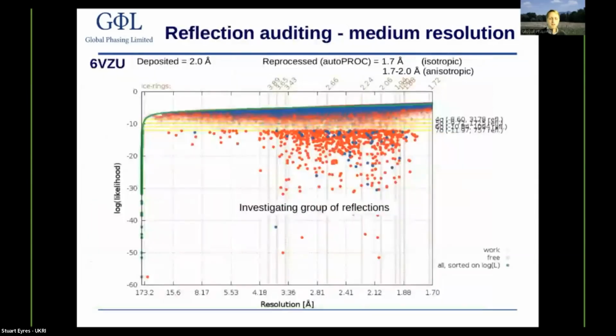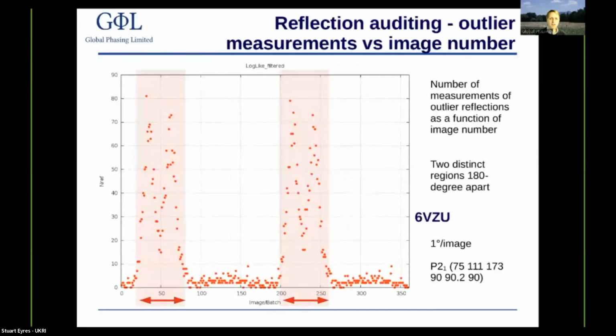Here's a case where we have a surprisingly large number of seemingly poor reflections, not in a certain resolution shell, but rather scattered over the medium resolution range. 6VZU is a 2 angstrom deposited structure where the deposited images could also be reprocessed to about 1.7 angstrom resolution, so a little bit higher than the original data, but that is not of real interest for the investigation here.